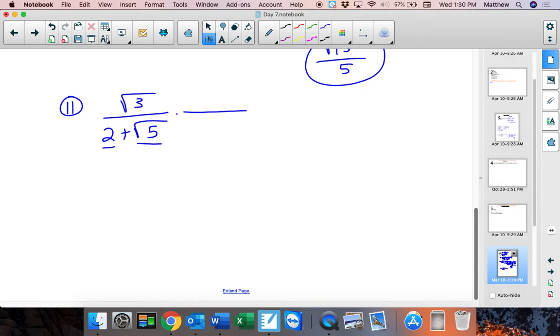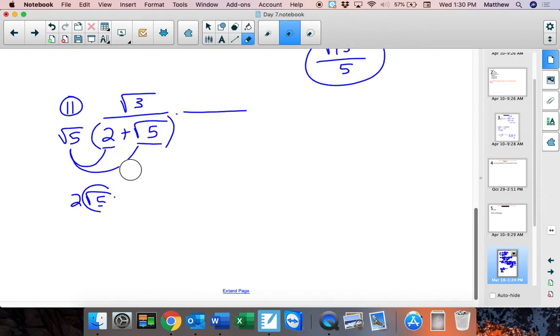So if I just multiplied this term here by root 5 and distributed there and there, I would end up with 2 root 5 plus 5. And now I still have a radical term. So that's why multiplying just by root 5 doesn't work. I need to multiply by the conjugate.